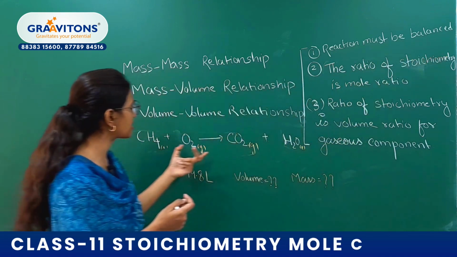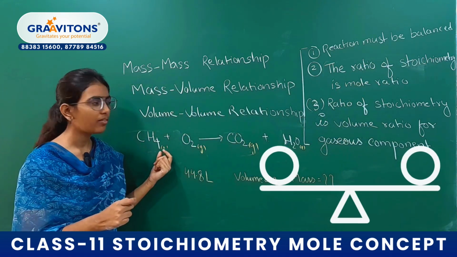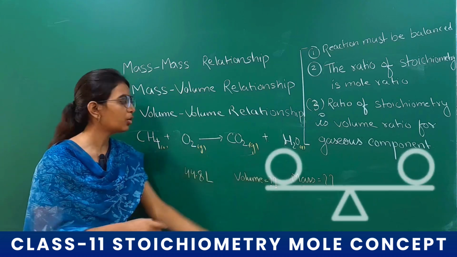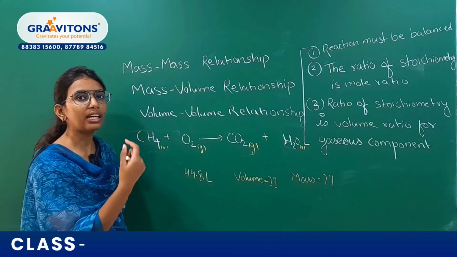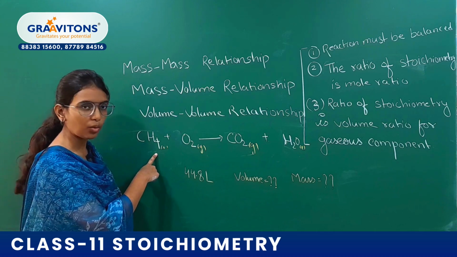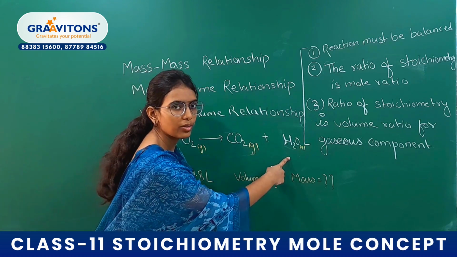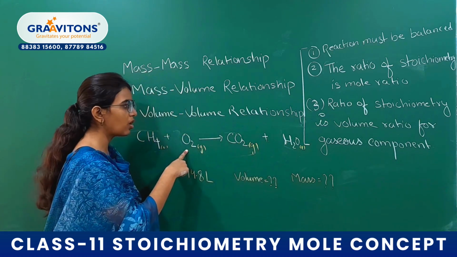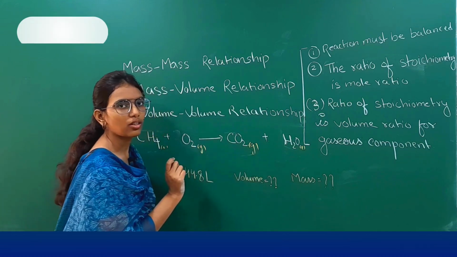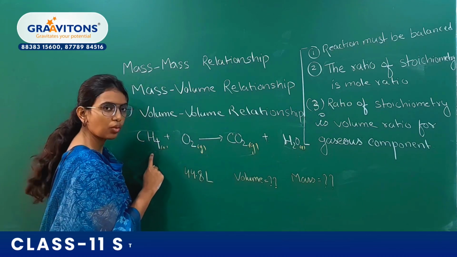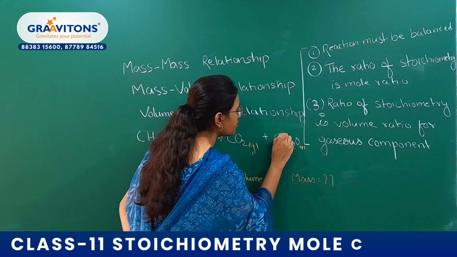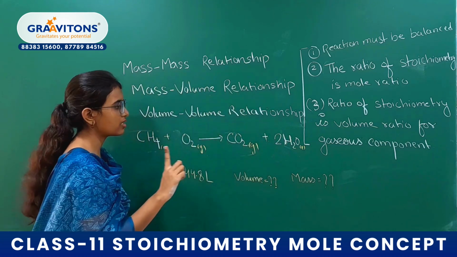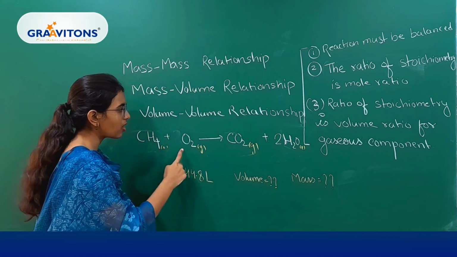So this is our reaction. First we have to check whether our reaction is balanced or not. No, this is not a balanced reaction. We can clearly see here we have 4 hydrogen on this side and 2 hydrogen on this side, and 2 oxygen on this side and 3 oxygen on this side. So first balance the hydrogen. It is 4 and it is 2, that's why we will multiply by 2.